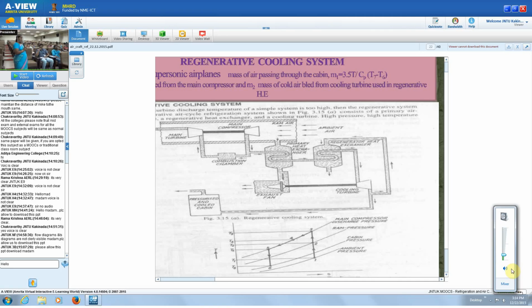Whereas T7 is the exhaust of air from the cabin, because the inlet to the cabin is T6. So the exhaust from the cabin will be T7. So T8 is about the heat rejection in the regenerator. So that also you can find out.